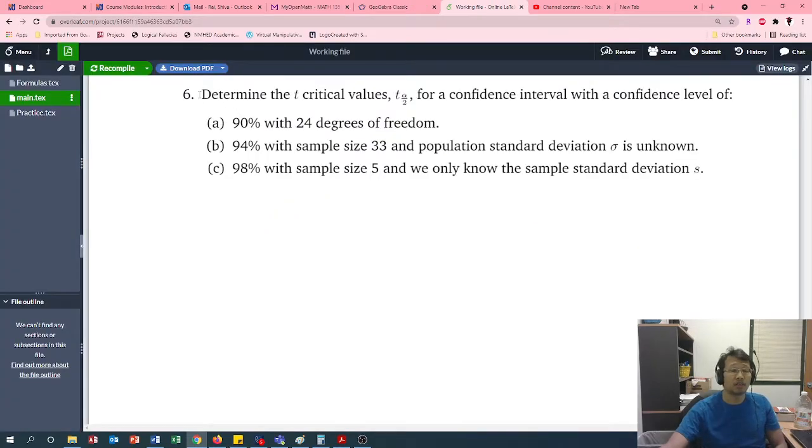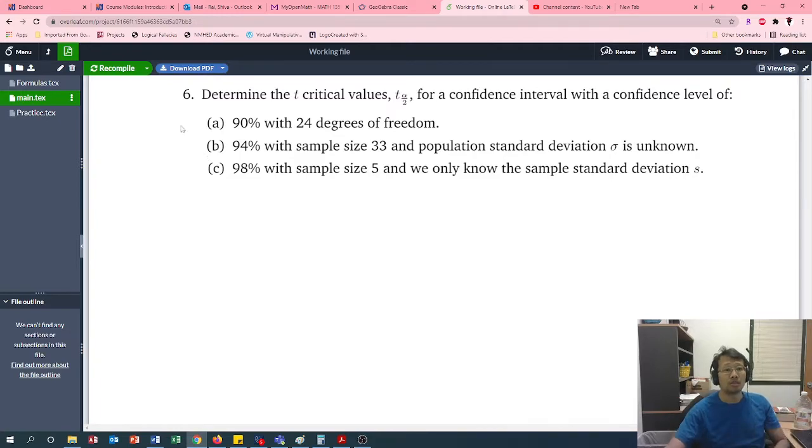Right, so here this question is only about finding out the T critical values. Okay, we won't be finding out the confidence interval. If you want to find out the confidence interval, then please follow this link over here. You will have an idea.